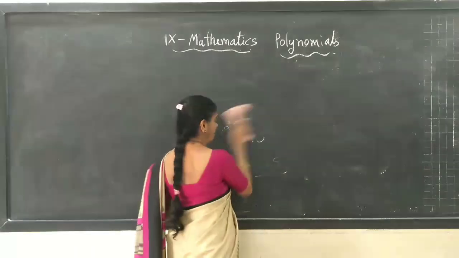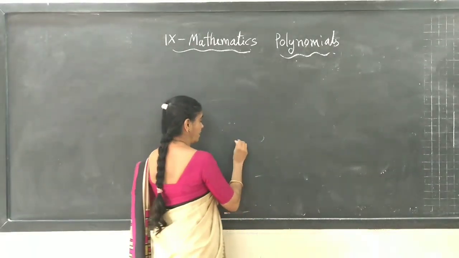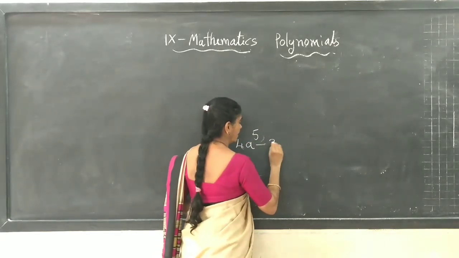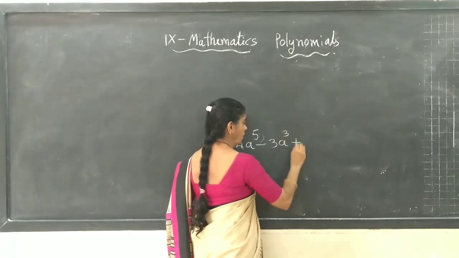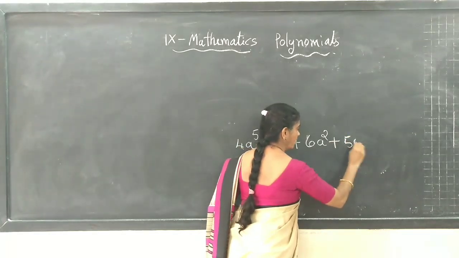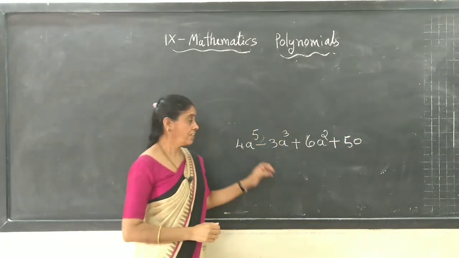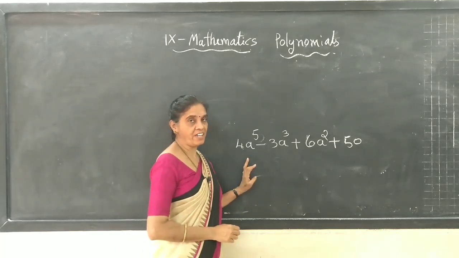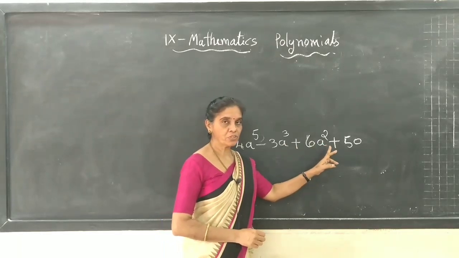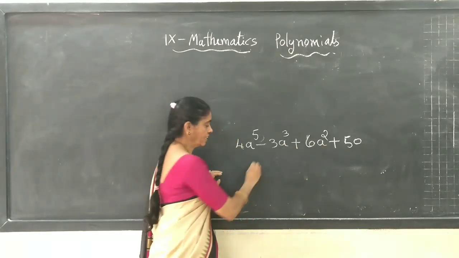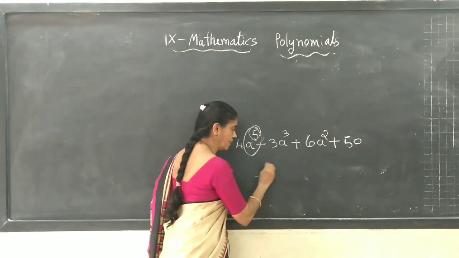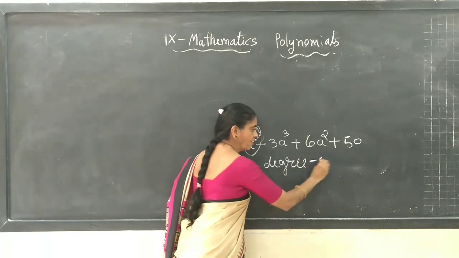Another example, 4a to the power of 5 minus 3a to the power of 3 plus 6a square plus 50. Now in this case the power of the variable a is 5 here, 3 here, and 2 here. So the highest power of the variable a is a to the power of 5. So the degree of this polynomial is 5.